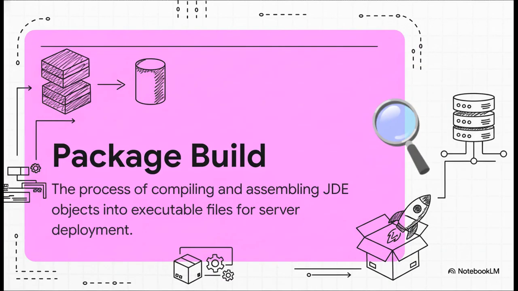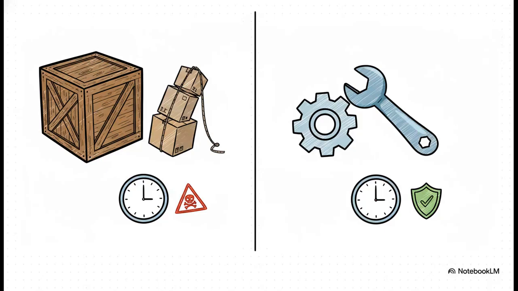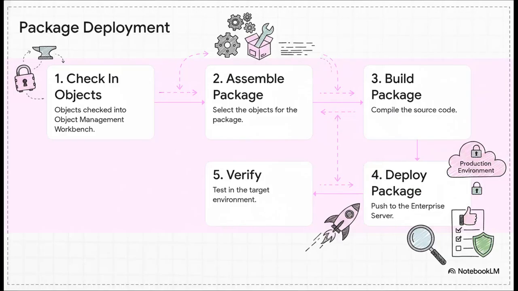So, how do you actually move code changes? Well, that's done through what's called a package build. One of the key decisions is choosing a full package for big changes or just an update for small fixes. It's a really controlled process. This is how you make sure software changes are deployed safely and reliably.